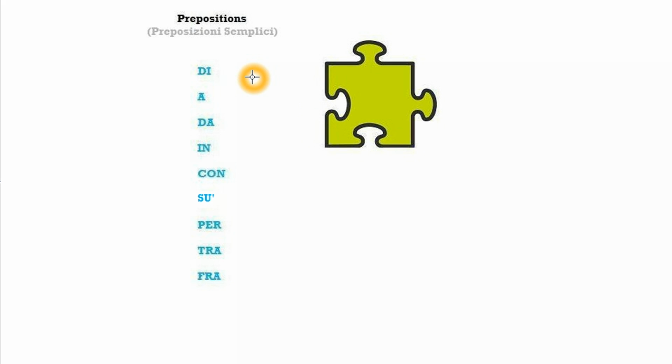Now, I'm going to read them off for you. Di, a, da, in, con, su, per, tra, fra. And they can roughly be translated as of, to, from or by, in, with, on, for or because, and in between. So let's find out how they're used.